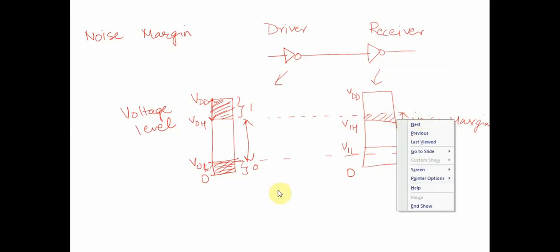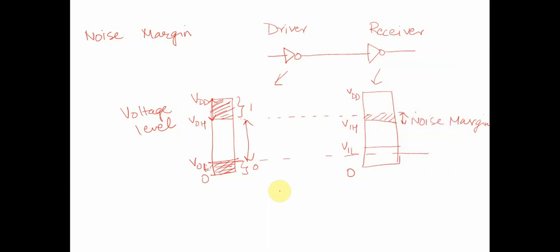And this means that the circuit is more sensitive to noise. A larger noise margin would mean that the circuit has more tolerance for noise, correct? So a better circuit is the one which would have more tolerance, correct?